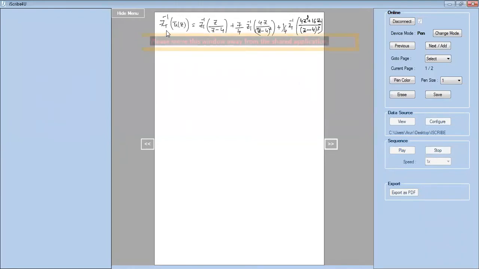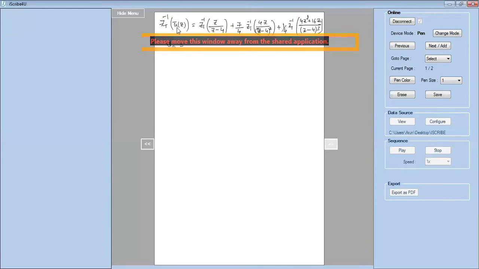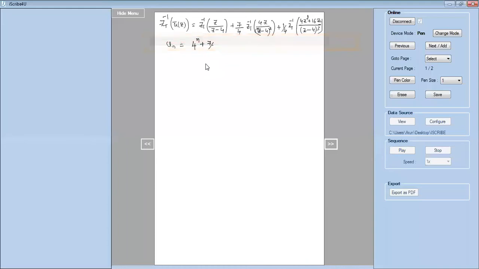Now apply the formula. You know zt inverse of u bar is un. So we get un equals. So the first term, zt inverse of z by z minus 4. See the formula, zt inverse of z by z minus k is k power n. So for z by z minus 4, 4 becomes 4 power n. So the answer for this term is 4 power n, plus the next term, it is 7 by 4.